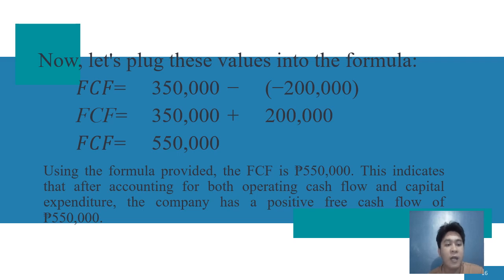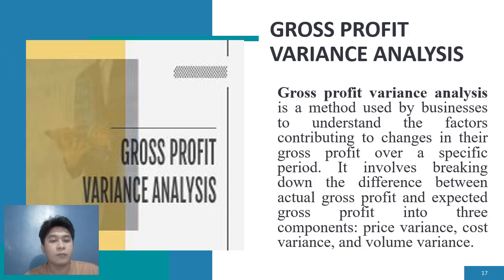The second topic that was assigned to me is the gross profit variance analysis, which is a method used by businesses to understand the factors contributing to changes in their gross profit over a specific period. This is based on the three variances, which are the price variance, cost variance, and the volume variance.